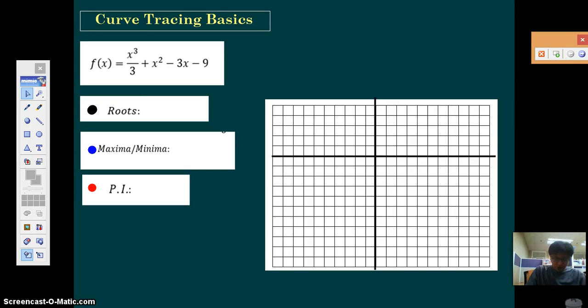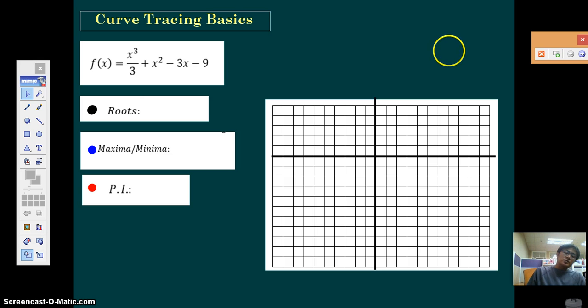Good day, seniors. In this lesson, we will graph a higher degree polynomial using concepts of curve tracing. The function given is x cubed over 3 plus x squared minus 3x minus 9.